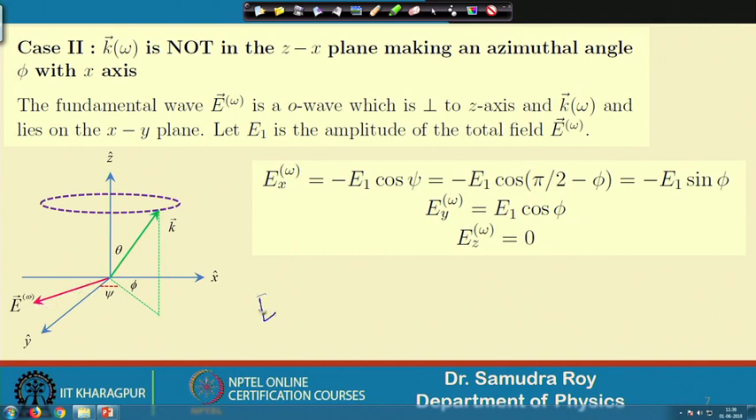Obviously, E will be in the xy plane, and it should be perpendicular to the z axis and the k vector. We know that this electric field is related to the ordinary wave. So, this ordinary wave is now in this direction given by this red line, which is perpendicular to both z and k and lying on the xy plane.